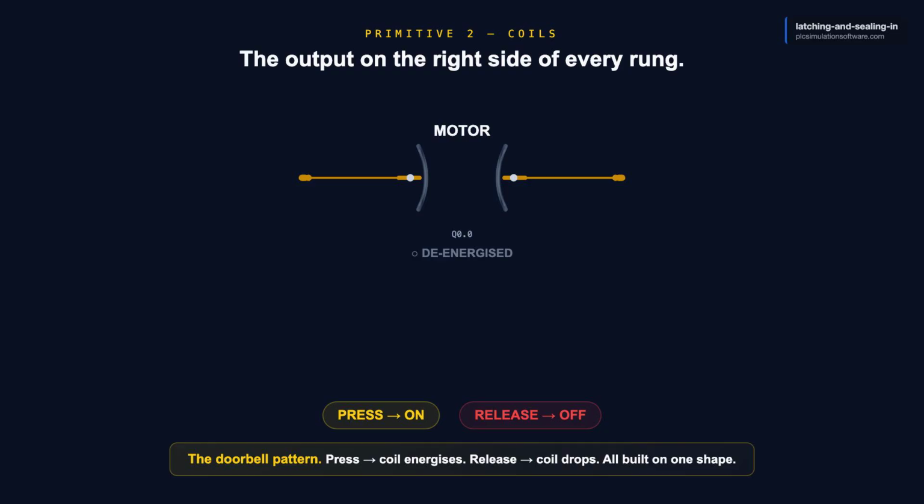A simple rung is 1 contact in series with 1 coil. If the contact is closed, the coil energizes. If the contact opens, the coil drops. That is the doorbell pattern. Press the button, the bell rings. Release the button, the bell stops. Most industrial logic is more interesting than this, but it is all built on this one shape.